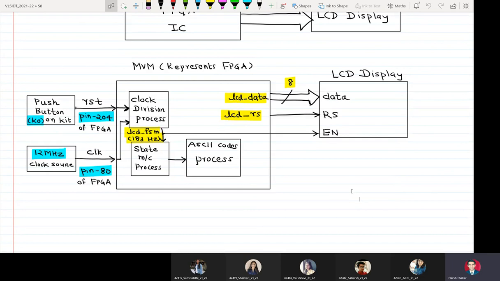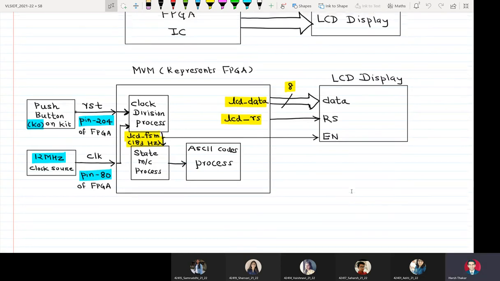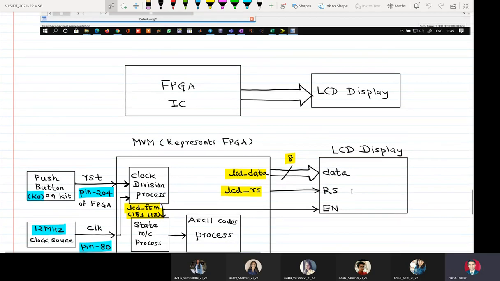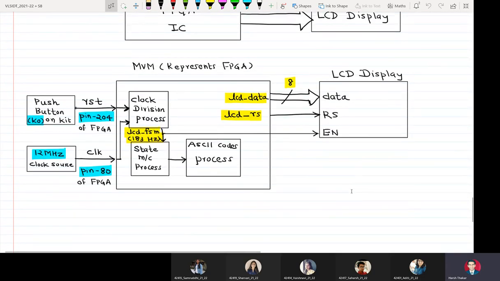Now students, understand that LCD displays have standard inputs. We can see here that the LCD display has basically three kinds of inputs. One is the data input, second is the RS, and third is the EN. So whichever programmable device wants to display characters on the LCD display, may it be a microcontroller or an FPGA, it must generate three signals: the 8-bit data inputs, RS, and EN or enable.